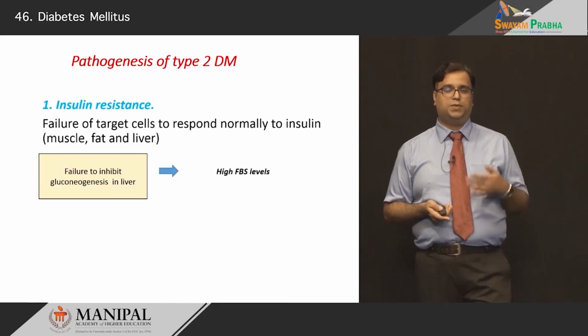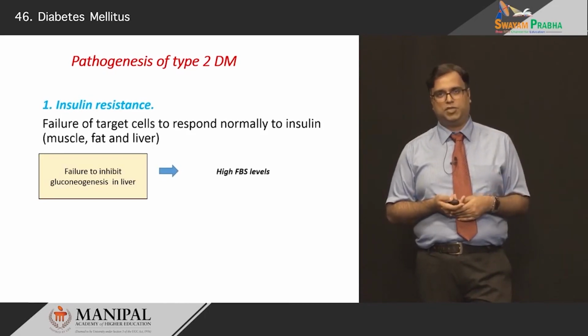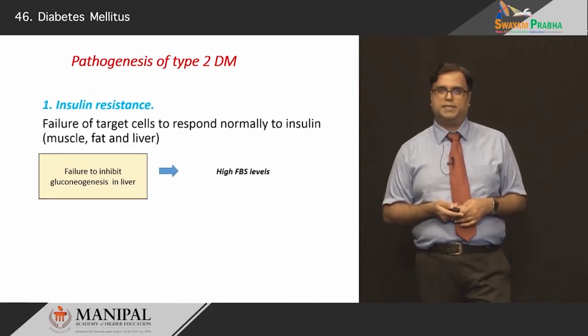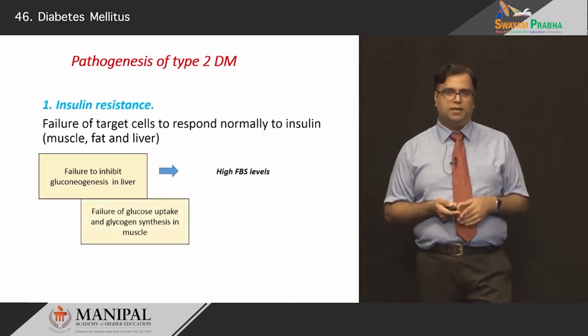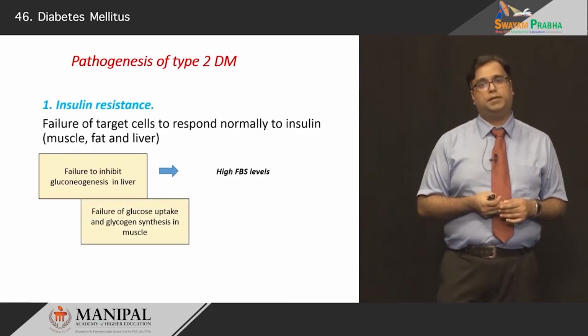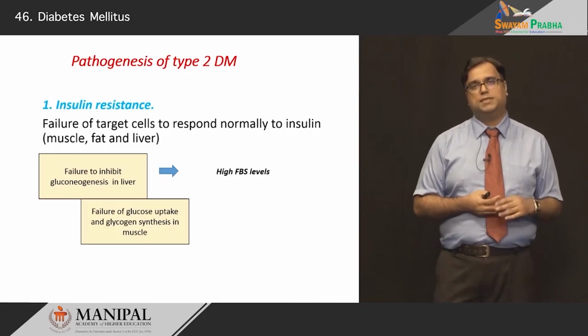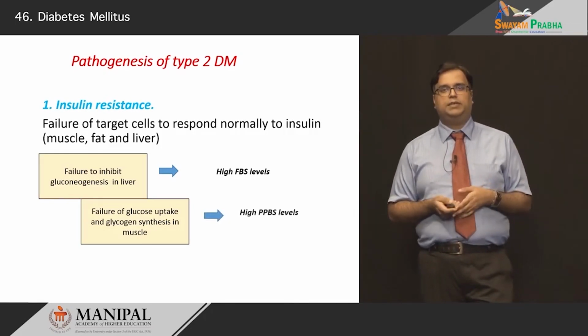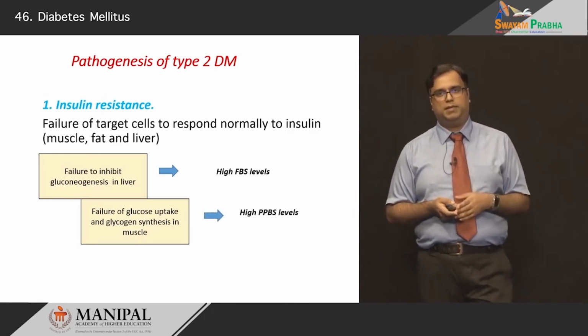Now we know that leads to high FBS levels, fasting blood sugar. That's why it's more than 126 milligrams and you'll be called a diabetic. Sometimes there is failure of glucose uptake and glycogen synthesis within the muscles, which generally tends to go in favor of high postprandial blood sugar levels.